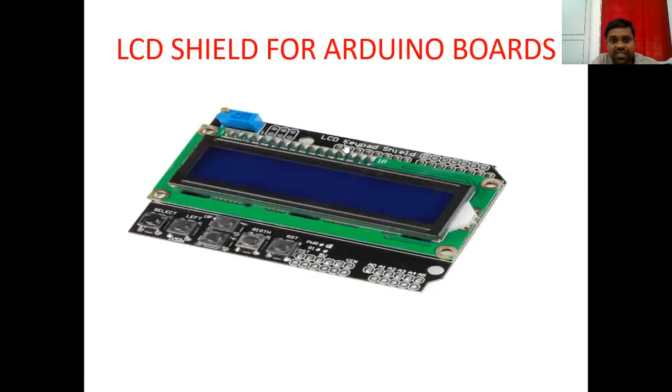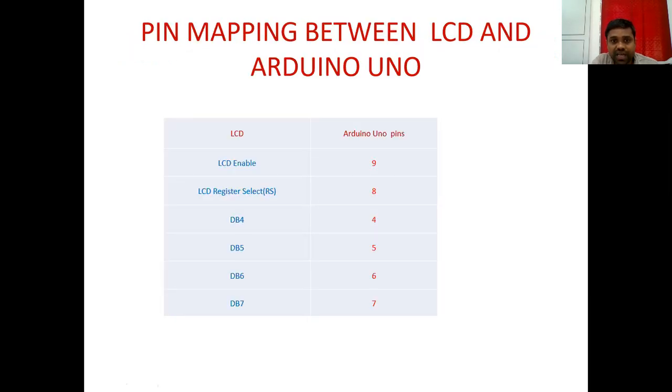If you are fitting this LCD shield on the Arduino, the LCD enable is connected to pin 9 and register select to pin 8, and DB4, DB5, DB6, DB7 are connected to 4, 5, 6, 7. These pins are fixed on that Arduino.